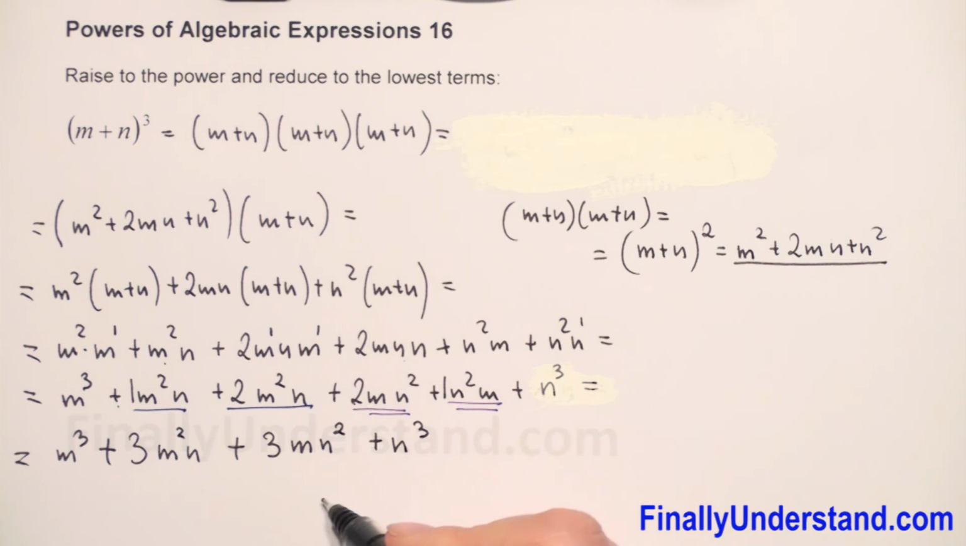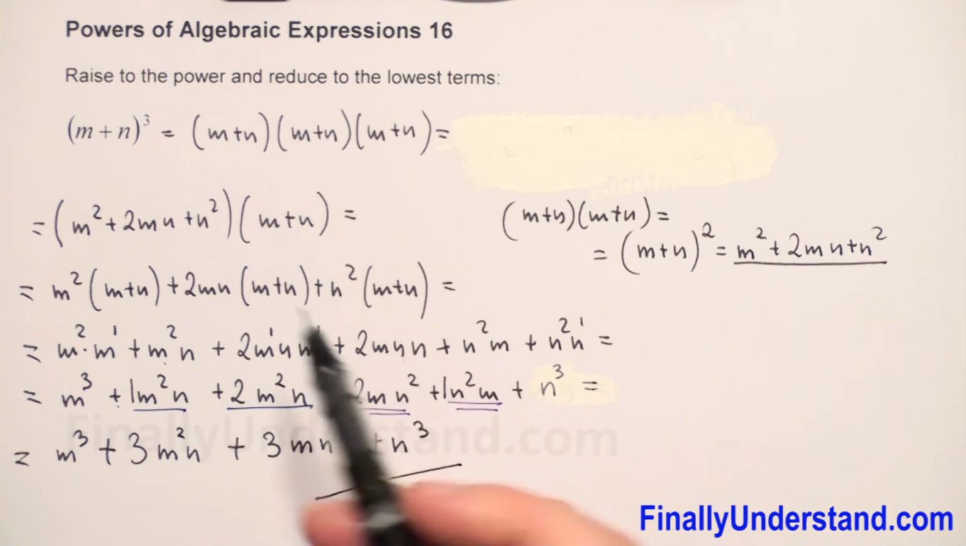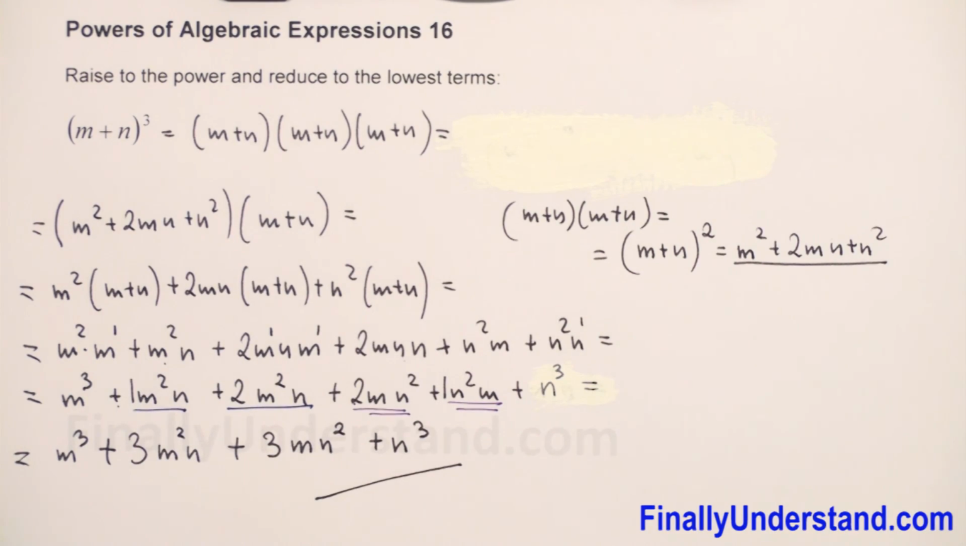So we got the formula for cube of binomial. This is my solution.